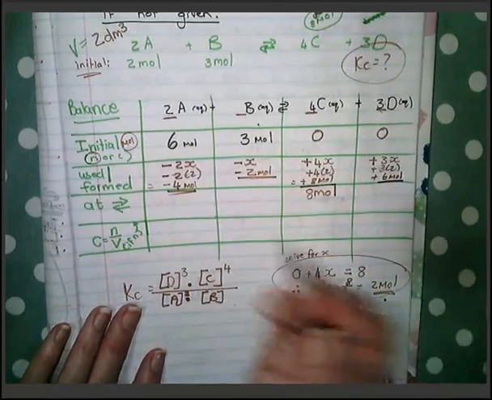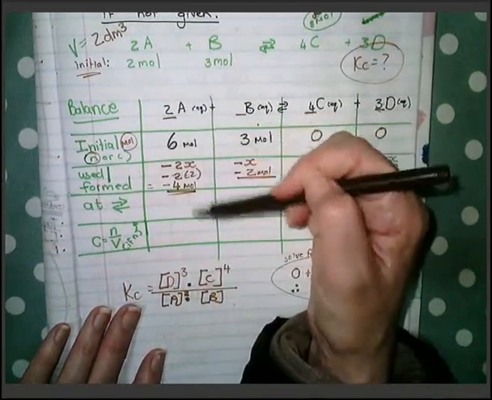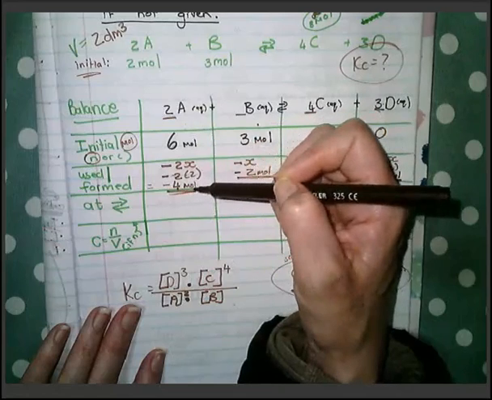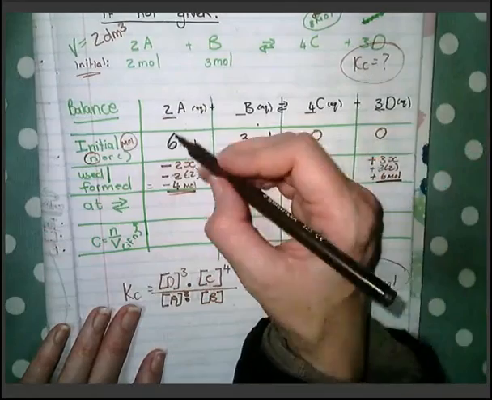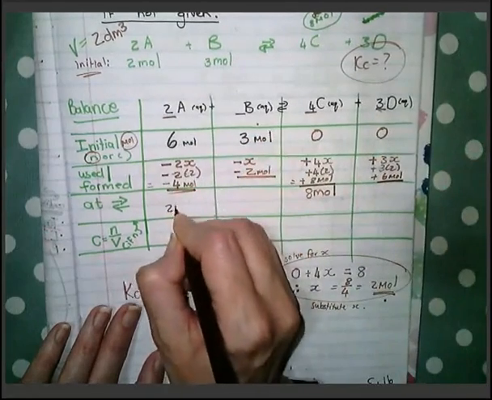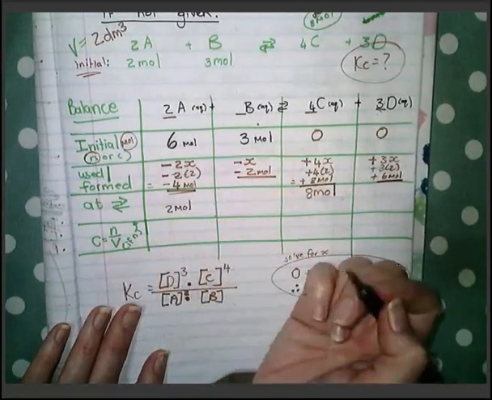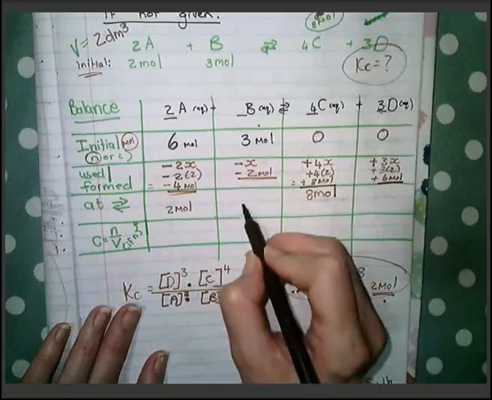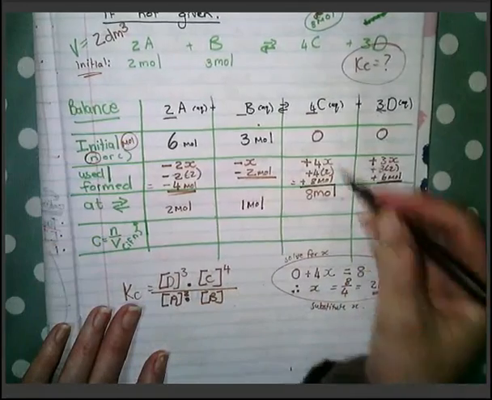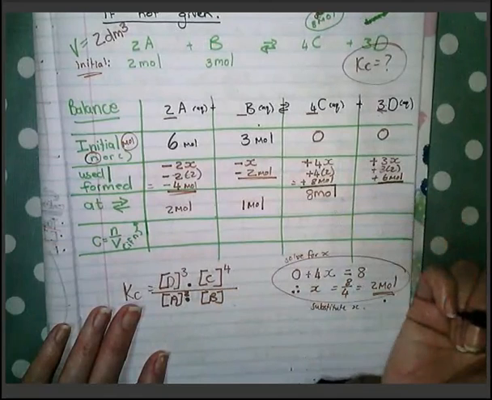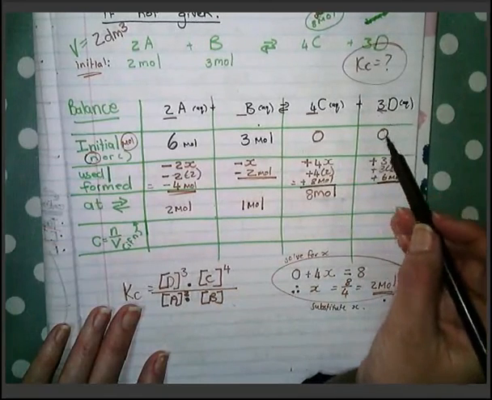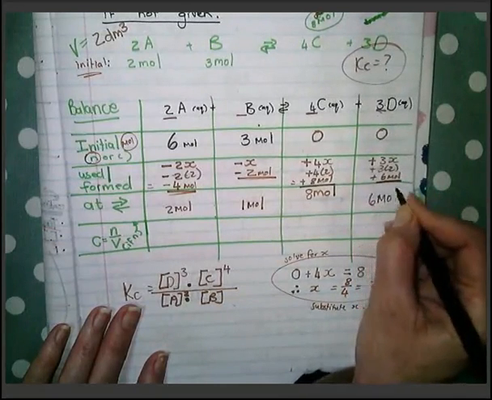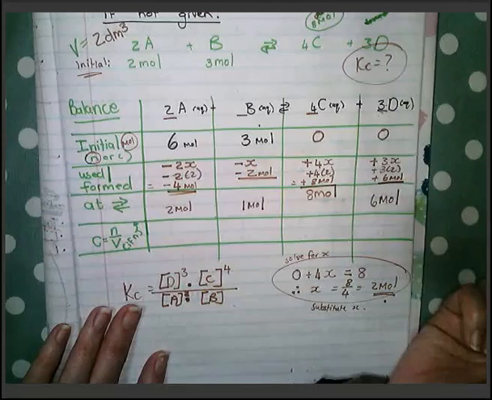Now we can see here, we had 6 mole of A, we used 4 mole. How much would we have left then? 6 minus 4 gives us 2 mole at equilibrium. We had 3 mole, we used 2 mole of B, so we're left with 1 mole of B. We know already we have 8 mole of C, and for D, we had 0, we formed 6, so we have 6 mole of D at equilibrium.